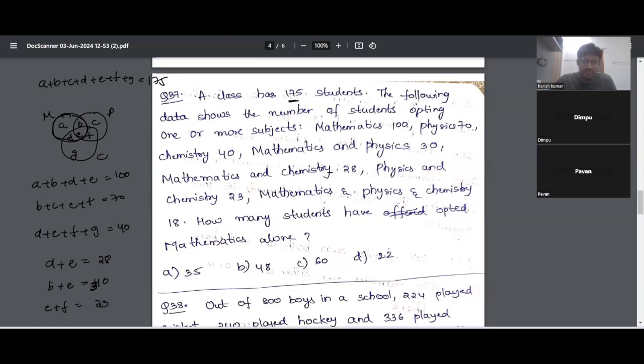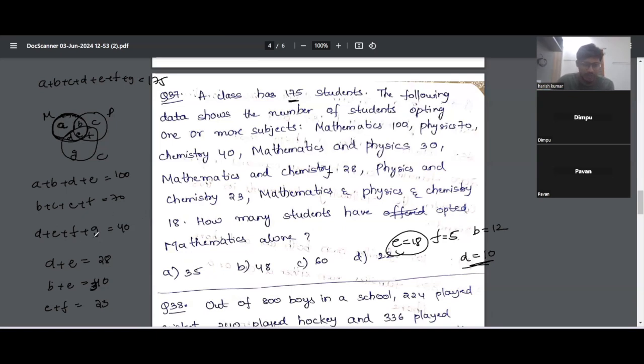Mathematics and physics and chemistry is 18, so E is 18. Now what you have to find is how many students have opted mathematics alone. That means you have to find only the value of A. Understood this? Yes, sir. So if E is 18, then F is 5. If E is 18, B is 12. And if E is 18, D is 10. So I got B, F, D and E values.